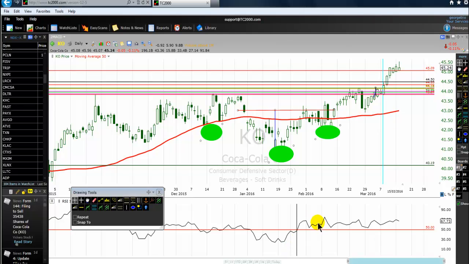So we have RSI crossing above 50, price forms a double bottom chart pattern, price forms an inverted head and shoulder pattern. Price has formed generally a bullish chart pattern after the RSI crosses above 50. That's a bullish trade setup.